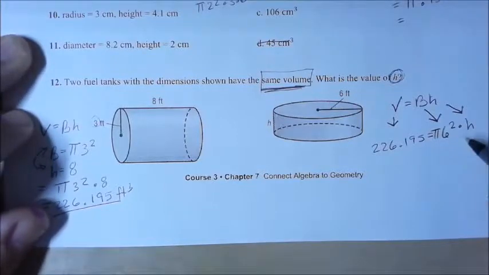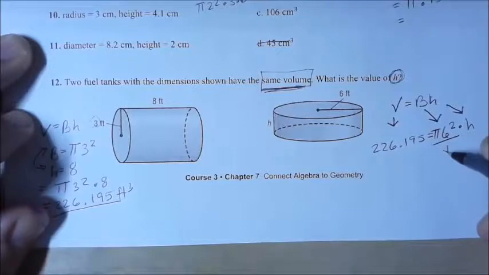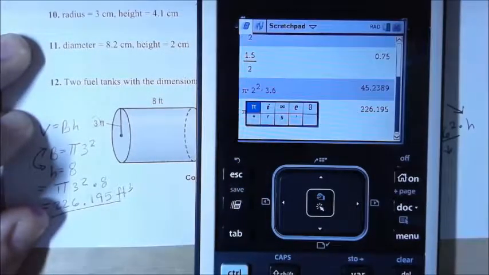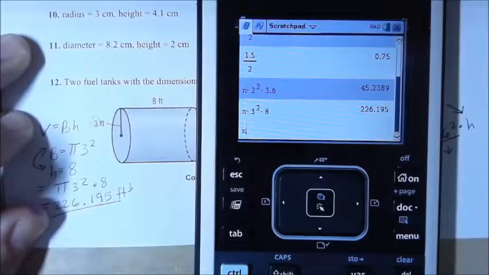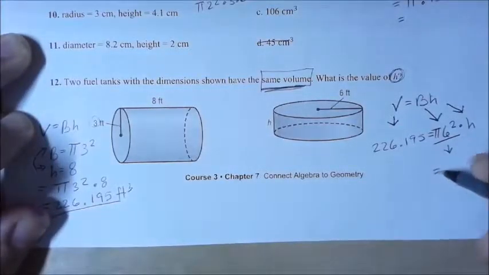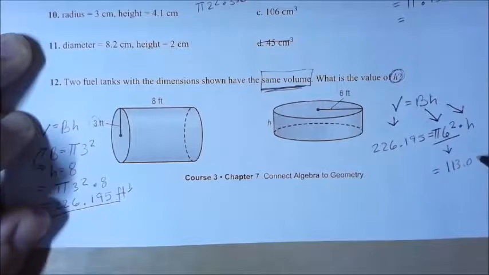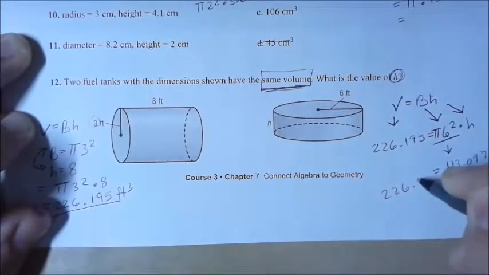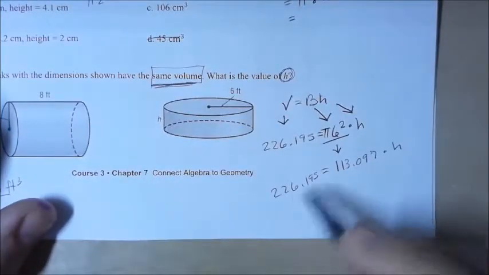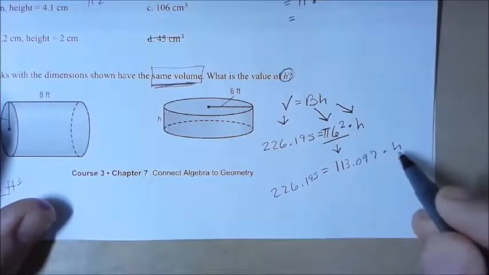So what we're going to do is use inverse operations in order to solve this. The first thing I want to do is work out my pi 6 squared. Let me put that in here. Pi 6 squared. That gives me 113.097. So really, this is 113.097 times H equals 226.195. All I did was work out this one. I still got my H here, right?